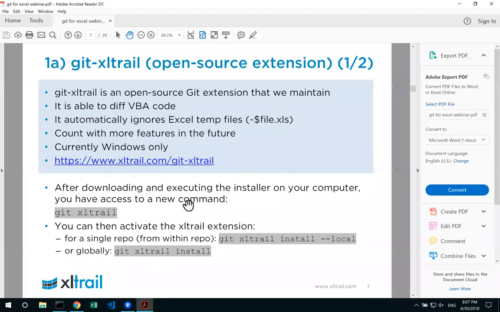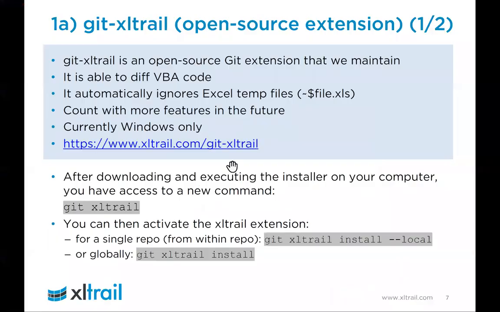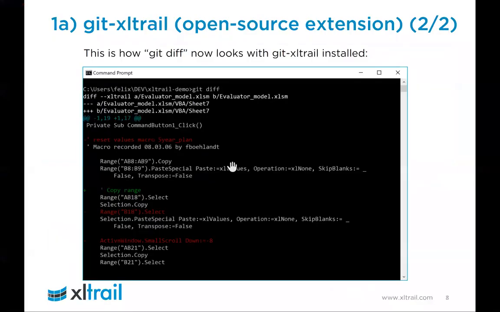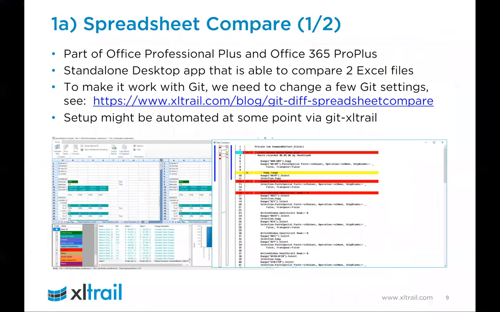Then let me get back to my slides here. So this is what we've just seen. And then we have actually another possibility. So currently, git-xitrail only covers the VBA side of things, but obviously, more often than not, you surely have a lot of content in your workbooks, in the sheets and in the cells itself.